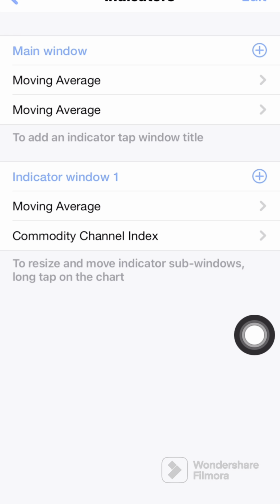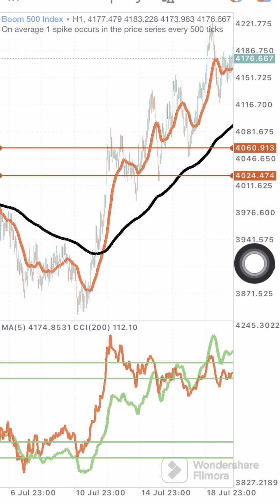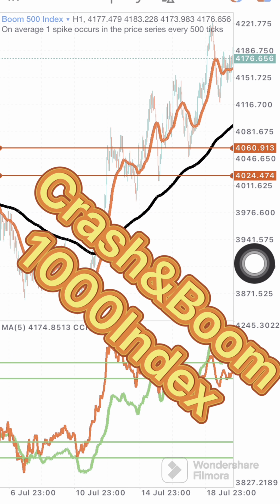Then let's move to the next phase, which is the conditions for the strategy. What are the conditions for this strategy? The number 1 condition I want you to put at the back of your mind is that this strategy is typically for trading Crash 1000 and Boom 1000.